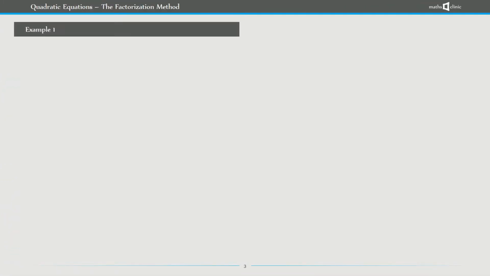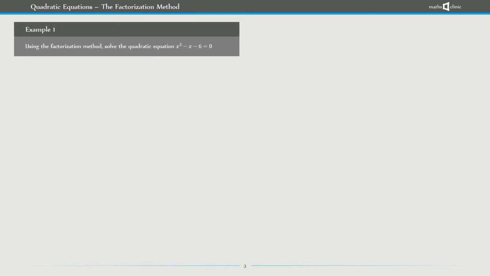So we'll do so using an example, okay? And our example says, using the factorization method, solve the quadratic equation x squared minus x minus 6 equals 0. Okay, now our aim here is to get two expressions in brackets. So we have x plus something or x minus something multiplying x plus something equals 0. Okay, and how do we go about doing this?